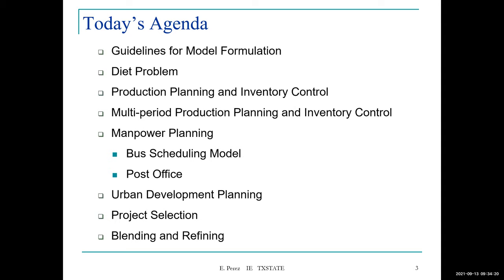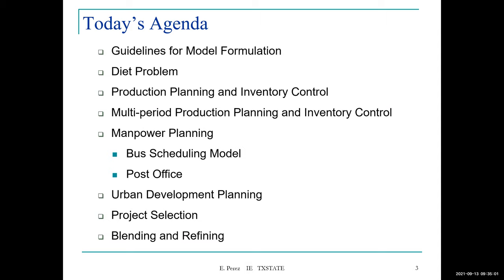And then we're going to transition to what we call production planning and inventory control. This is more closely related to what we are going to do as industrial engineers. This is for a single period. Then we extend this model to a multi-period production planning and inventory control. So production planning and inventory control is looking at, okay, if you need to plan for next week, this is how the model should look. But if you need to plan your production schedule for, let's say, 3-4 weeks, then the multi-period production planning and inventory control model is the model that you will need to use.